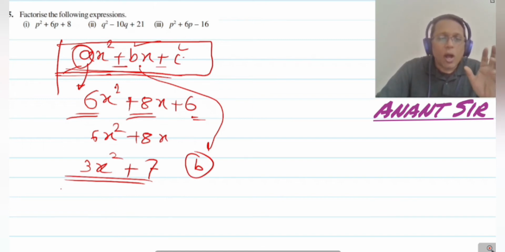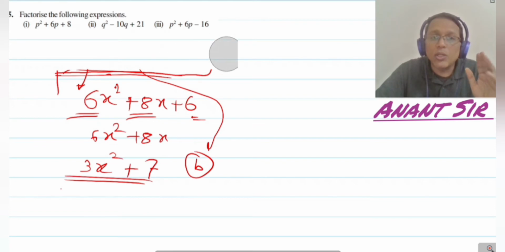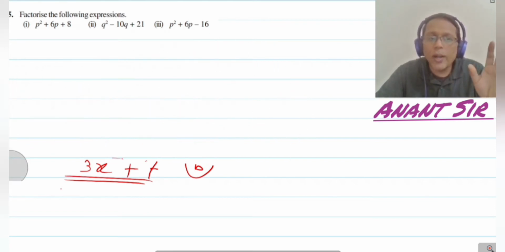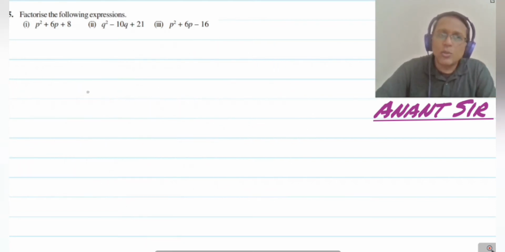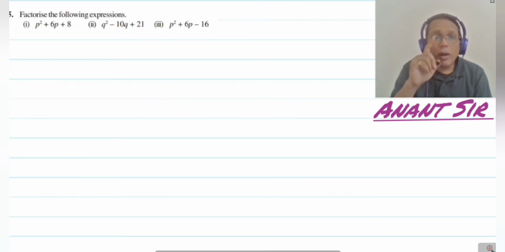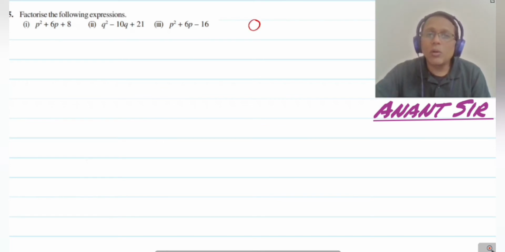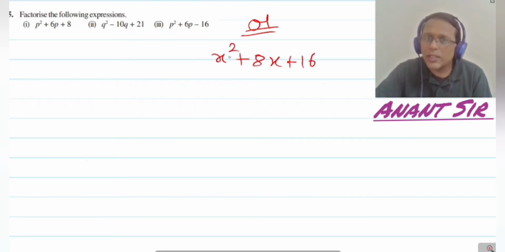So how to solve these quadratic equations now? I have told you now how to identify the quadratic equation. So how to solve this? We have solved these types of questions in question 1. The questions were like this, x square plus 8x plus 16. The only difference was that it was a square.